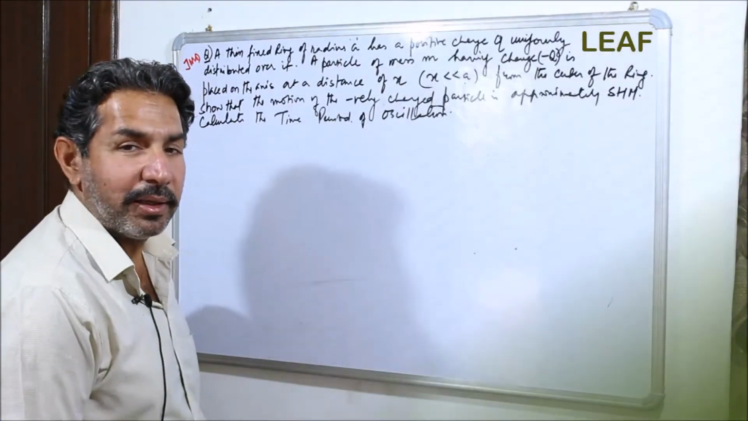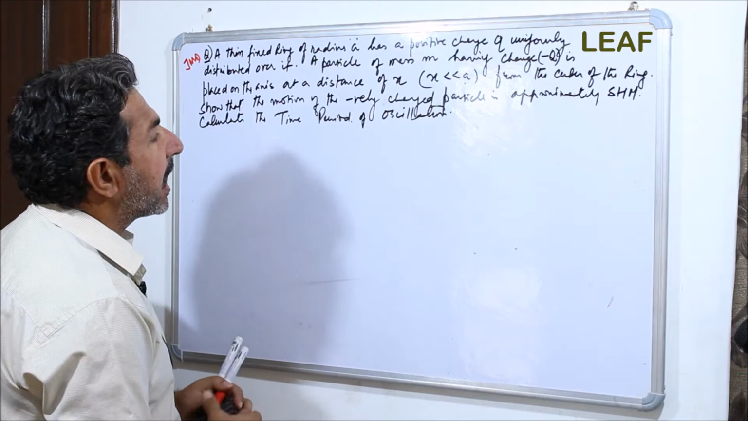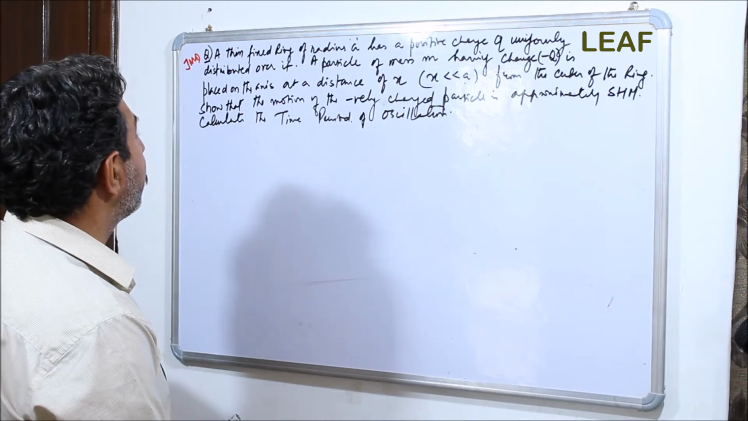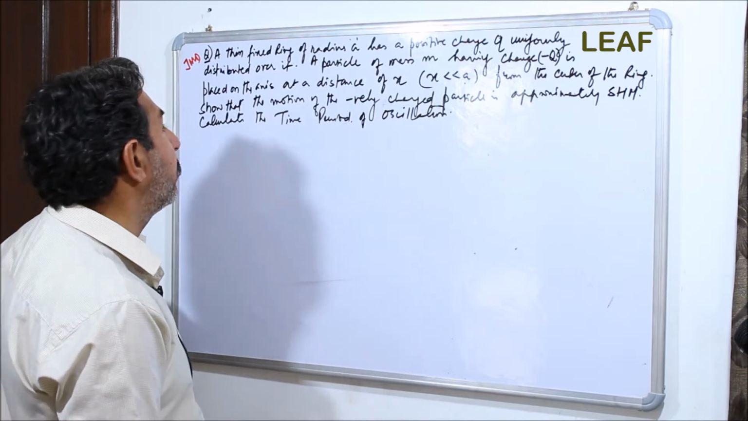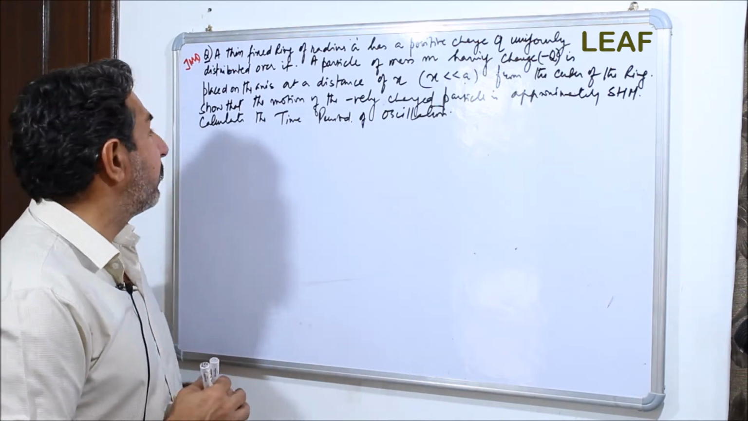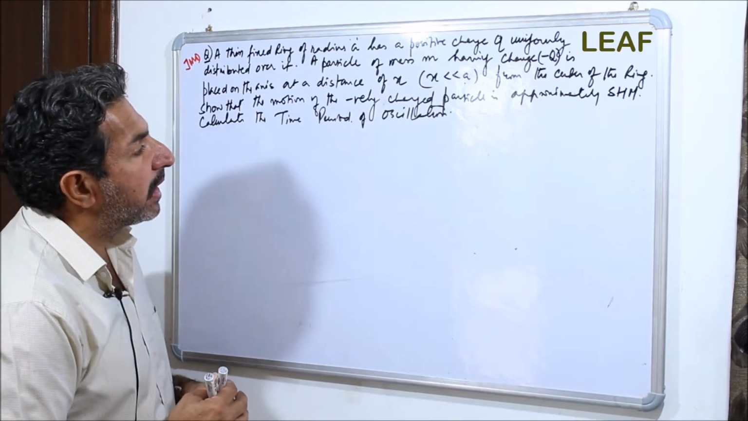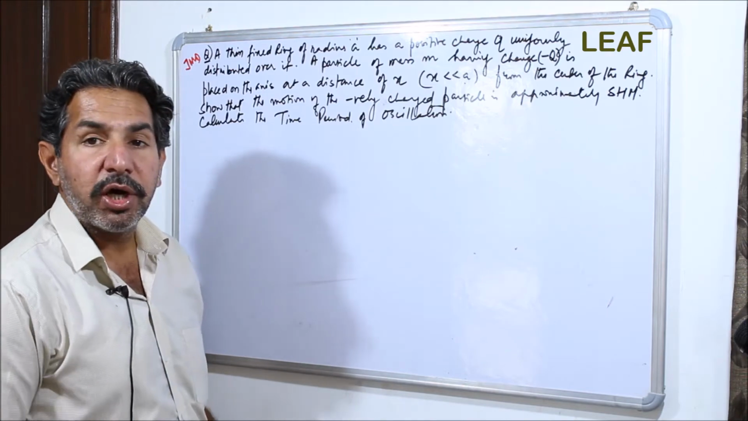Let's solve this numerical. A thin fixed ring of radius a has a positive charge Q uniformly distributed over it. A particle of mass m having charge minus Q is placed on the axis at a distance of x from the center of the ring. Show that the motion of the negatively charged particle is approximately SHM. Calculate the time period of oscillation.